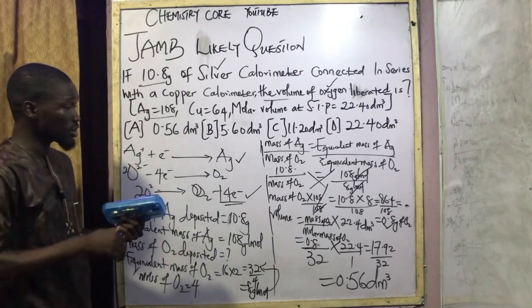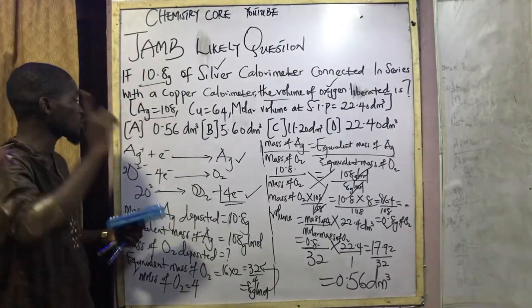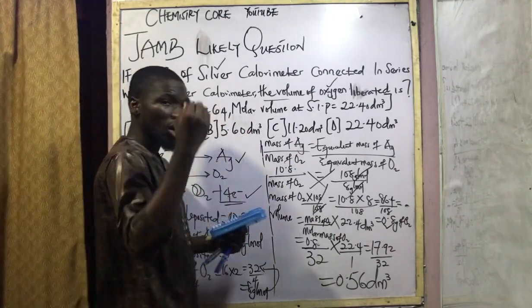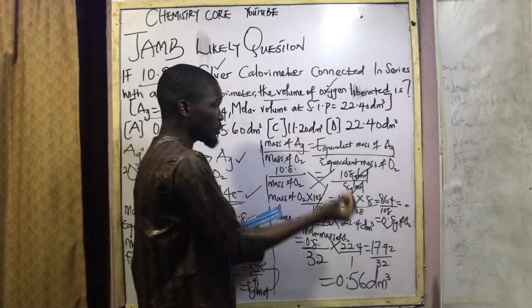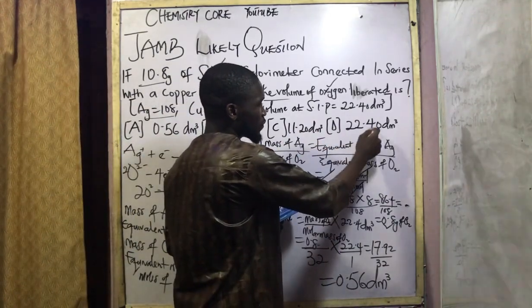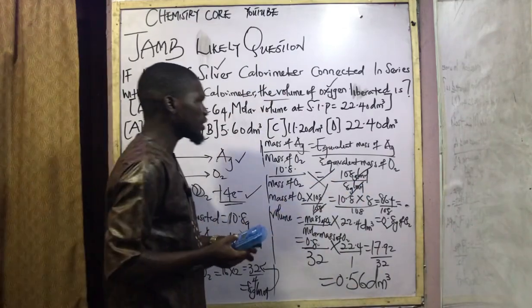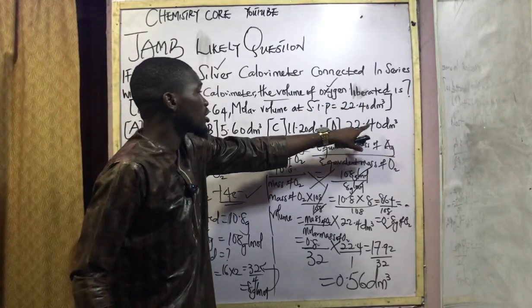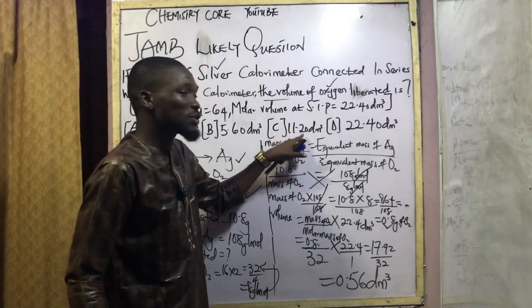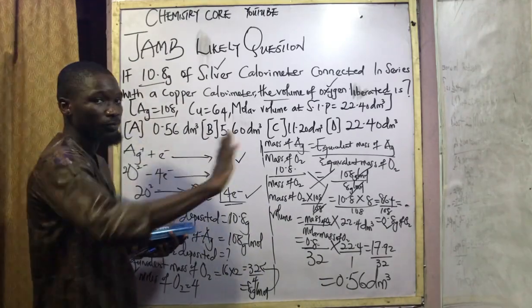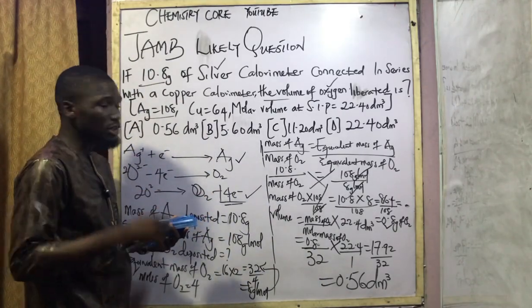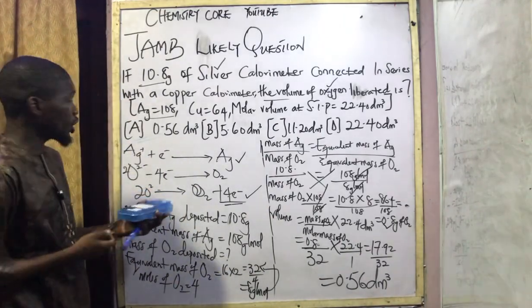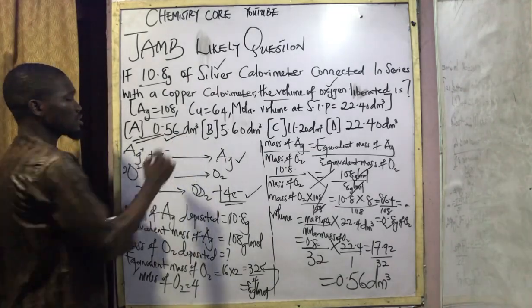So guys, come closer now. According to the options given to us, we have 4 different options. The first one is A 0.56 dm³, B 5.60 dm³, option C 11.20 dm³, option D 22.40 dm³. If you observe vividly, this last one is equivalent to the molar volume at STP. If you divide this by 2, we have 11.20 dm³. So options C and D are out of it. Rather, the option is option A.